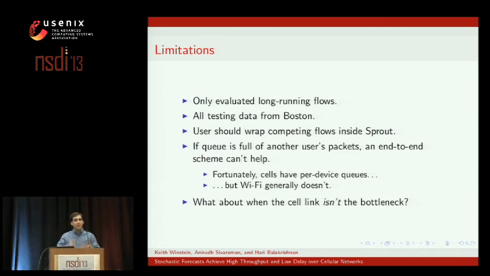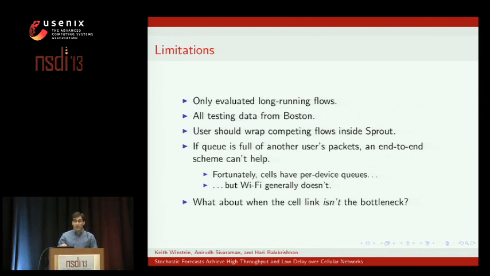We ask the user to wrap their competing flows inside Sprout, because if you run TCP outside Sprout, if the queue at the base station is full of someone else's packets, so there's a 5-second delay, there's not a lot any end-to-end protocol can do to jump to the head of the line. So we can't fix that problem. Fortunately, cellular networks have per-device queues, so the problem is really local to your own. If you can solve the problem on your own cell phone, you've solved the problem.